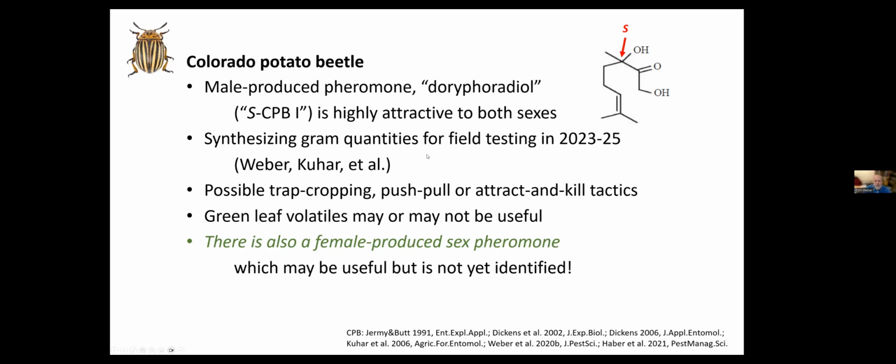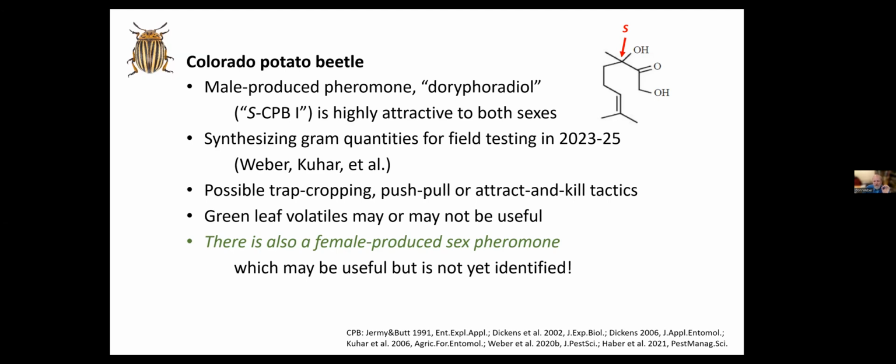We had several grams just synthesized, and we're going to do some trials this coming season. So it's possible we might use this as a trap to supercharge a trap crop or an attract and kill. It may be useful to have the green leafy volatiles, but it doesn't seem as important as with the Harlequin bug. But what we discovered, and it's in the literature, and I knew this from some Hungarian folks that I worked with when I was over at ETH in Zurich, Switzerland.